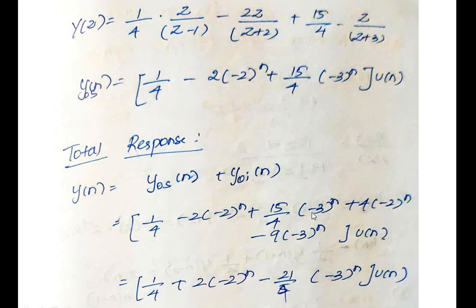And we have two terms of the format minus 3 power n. So look at both the coefficients, 15 by 4 minus 9. So what is 15 by 4 minus 9? Minus 21 by 4. So combined, we write your final total response y of n as 1 by 4 plus 2 into minus 2 power n minus 21 by 4 into minus 3 power n, the whole u of n. So this is how you will have to find out a total response. You will have to solve the problems on total response. Thank you.